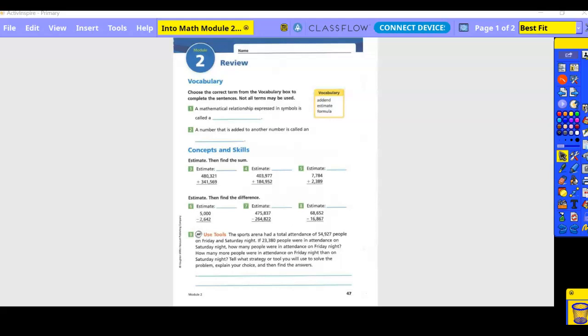Fourth grade math module 2 review vocabulary. Choose the correct term from the vocabulary box to complete the sentences. Not all terms may be used. A mathematical relationship expressed in symbols is called a... So what we used yesterday to help us start out our problems, what was that called? Formula. A formula.